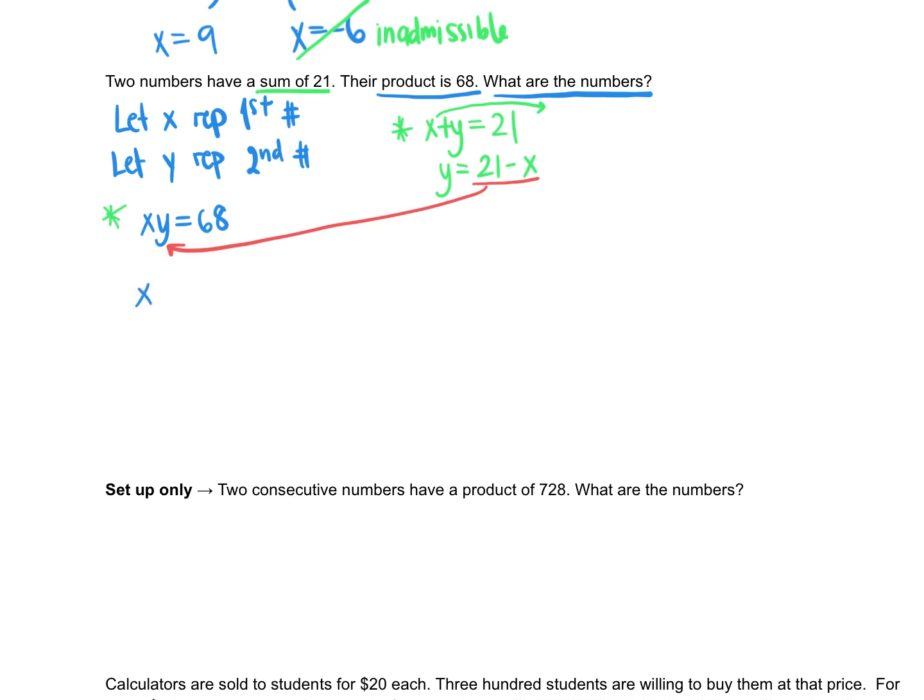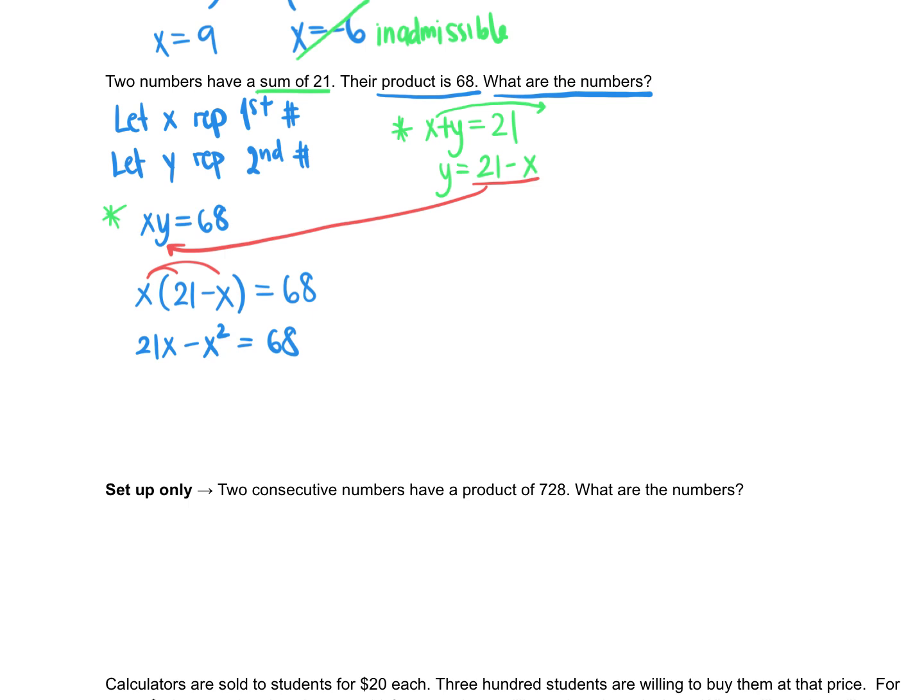And we have x(21 - x) = 68. And here we are, this is quadratic now. The fact that there was multiplication between x and y gave us potential for quadratic, because now if I distribute this x in, the minute I do x times x, I'll get that x squared that we want. So x times 21 is 21x, x times negative x is negative x squared, and then equals 68.